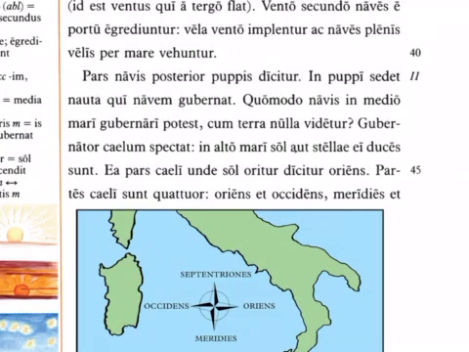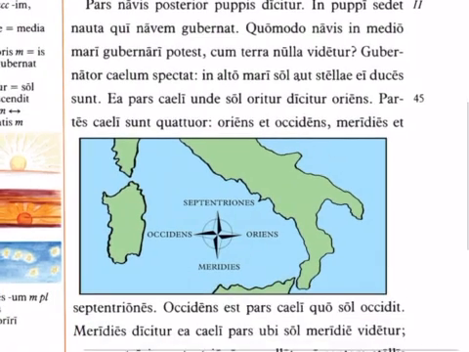In alto mari sol aut stellae e duce sunt. On the deep sea and the high sea, the sun or stars are guides for him. E there is a dative singular. Ea pars caeli, unde sol oritur, dicitur oriens. That part of the sky from which the sun arises is called, notice dicitur is passive, the east. Now literally oriens is short for sol oriens, the rising sun. So the word for east in Latin means rising.